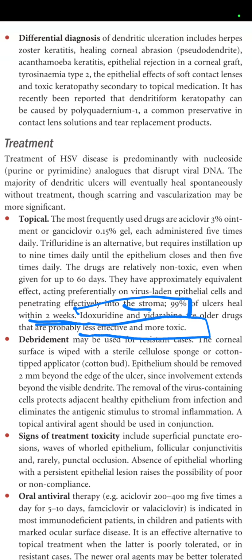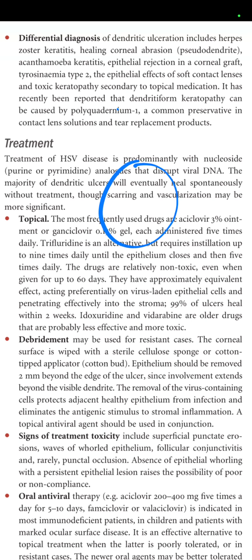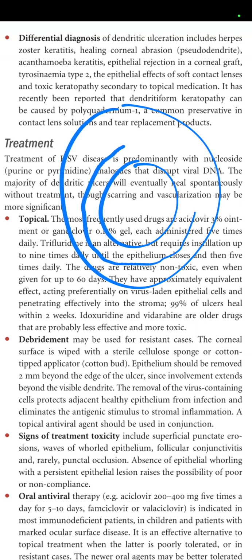Debridement may be used for resistant cases. The corneal surface is wiped with a sterile sponge and a cotton tip applicator. Epithelium should be removed 2 mm beyond the edge of the ulcer, since involvement extends beyond the visible dendrite. So for example, this is an ulcer in the cornea. We tend to debride at least 2 mm more than this. Why? Because the virus is usually present beyond the margin of the ulcer as well.